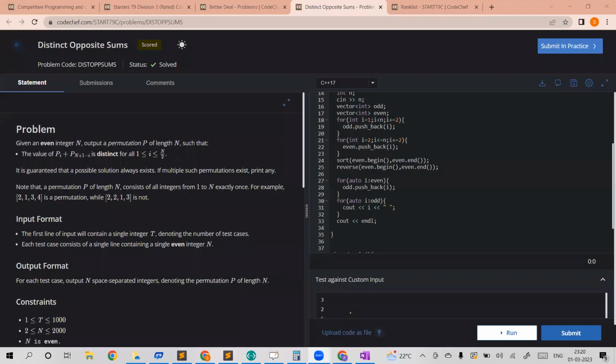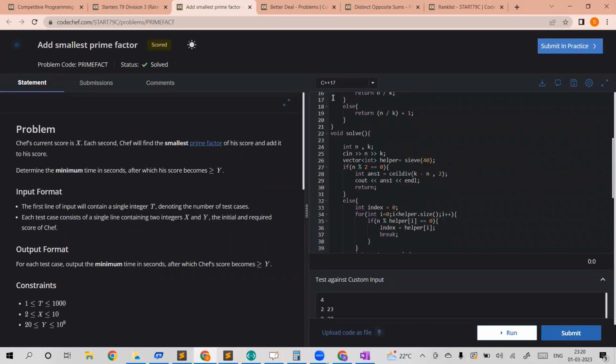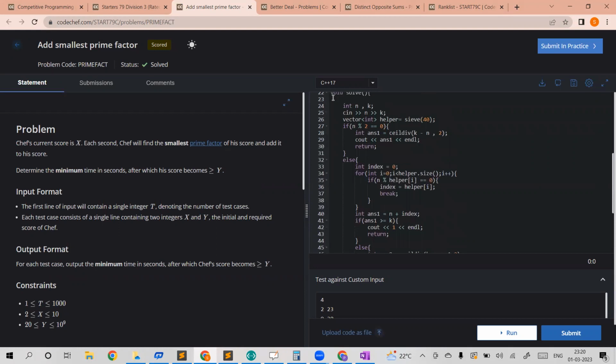Yeah, that's cool. Now let us move to the third problem. Smallest prime factor. This is a very good problem. So basically it is telling that Seth has a current score X. In each second, he can take the smallest prime factor of his score and add it to his score. Determine the minimum number of seconds after which the score becomes greater than Y.